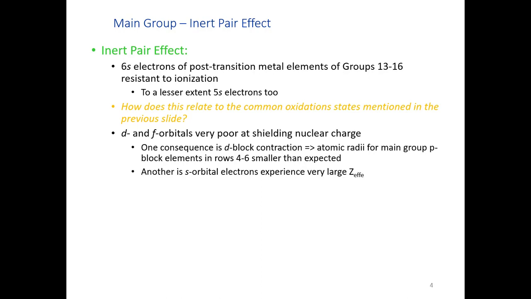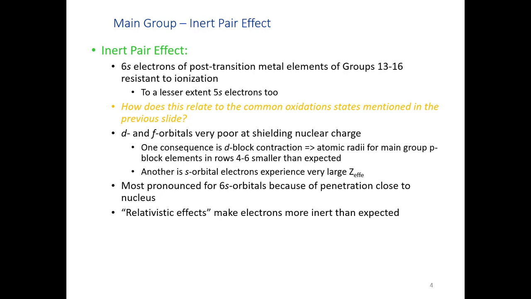So the poor shielding of the d electrons, along with the increased number of protons in the nucleus, leads to a very large effective nuclear charge for the valence electrons in the p orbitals. You also need to remember that the s orbitals penetrate close to the nucleus. For the 6s electrons, this is particularly important because of the large amount of positive charge in the nuclei of very large atoms. This causes what are called relativistic effects, which make the 6s electrons more inert than expected.